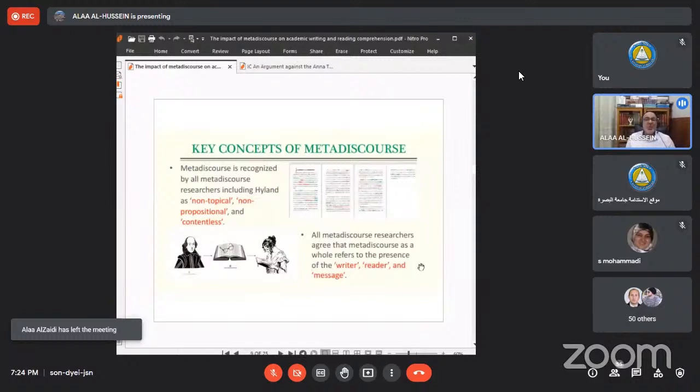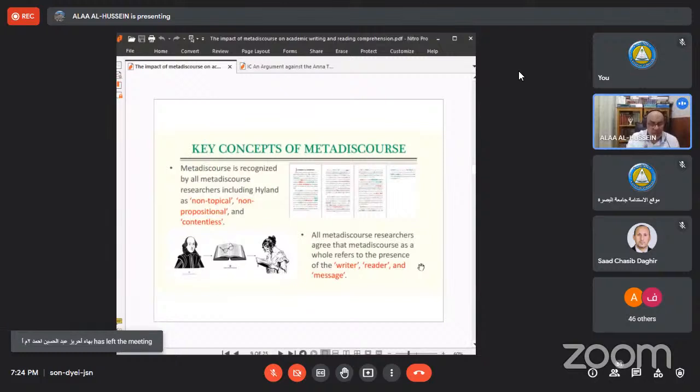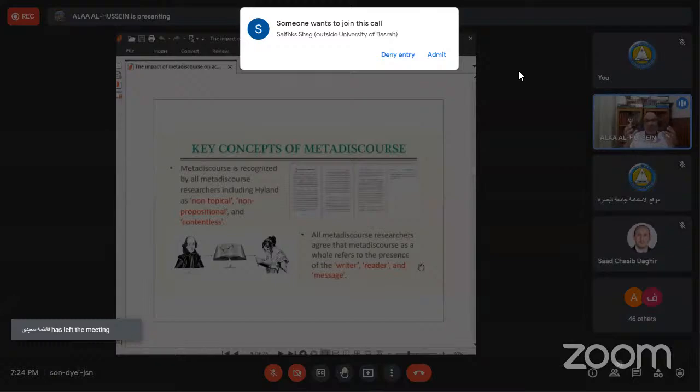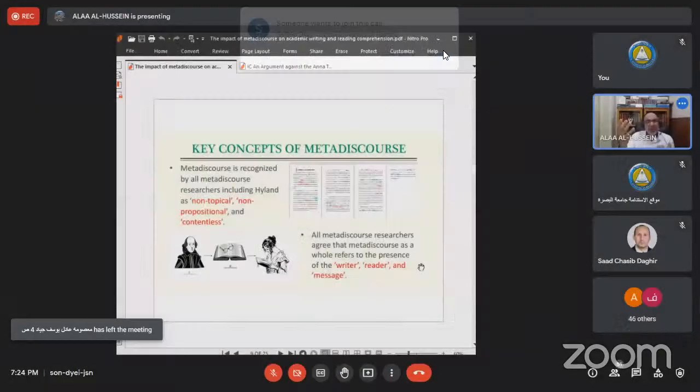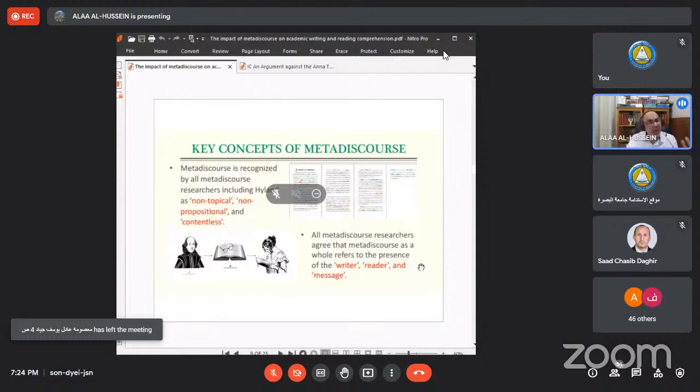Also, among the key concepts of meta-discourse, meta-discourse is recognized by all meta-discourse researchers, including Hyland, as non-topical, non-propositional, contentless. They differentiate between two types of discourse. We have proposition on the one hand, and we have meta-discourse on the other hand. What is proposition should not be meta-discourse.